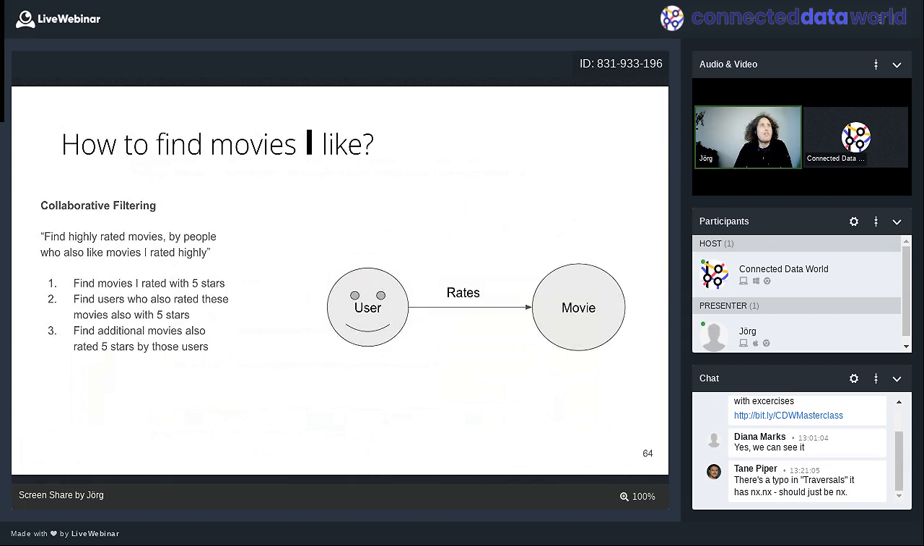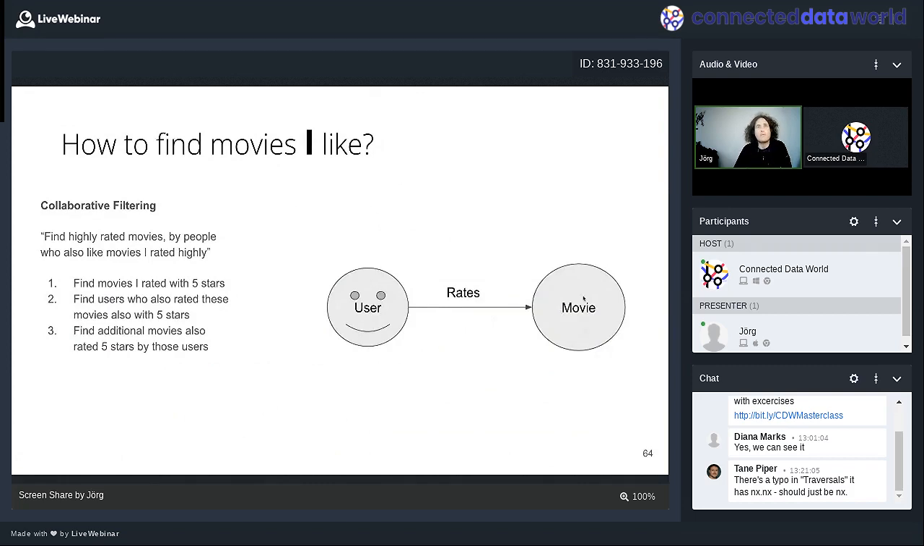And again, this is collaborative filtering. If we had to put it in words, it would read something like this. We want to find highly rated movies by people who also like movies I rated highly. So how can we translate that into a graph problem? First, we're starting with our little user here. We want to find movies which we like. So we need to identify movies I rated highly. So we go over here, we filter on which movies I rated very highly, and really cool, we find a set of movies.